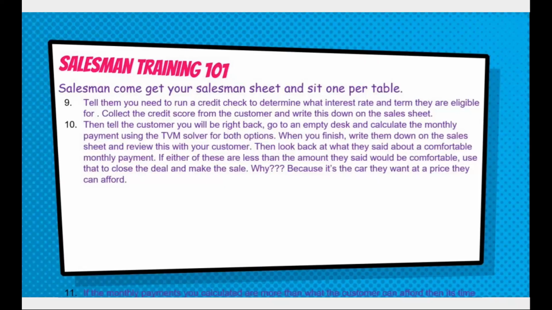go to an empty desk, calculate the monthly payment using the TVM solver. So you're using their credit score, and then you'll be given two options, just like I showed you in my example. You need to calculate both of those based off of their credit score, and then go back to the customer and let them know these are the two options that I have. If either of these options are less than the amount they said they would be comfortable with, you can close that deal and make the sale.